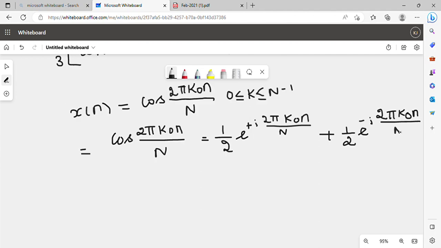This is Euler's rule, wherein Euler has suggested a formula for cos: it is equal to 1 by 2 e to the power of plus j 2 pi k naught n by N plus 1 by 2 into e to the power of minus j 2 pi k naught n by N. Now, what am I supposed to do? I know that e to the power of minus j 2 pi k by N is equal to omega of N.